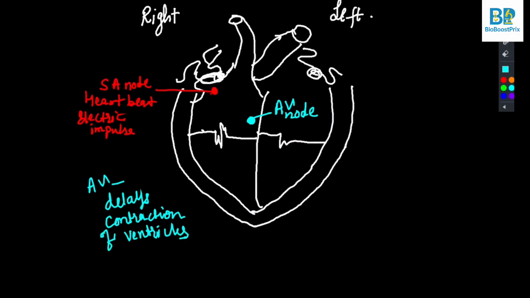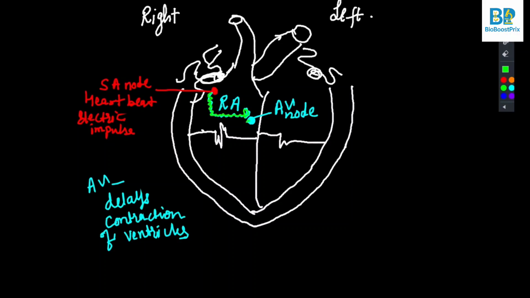That's the purpose. So when the heart gets completely filled with blood, how does this chamber know? How does the right atrium know that it has filled with blood? So that signal is sent by the SA node. The SA node sends the signal to the AV node once the chamber gets completely filled with blood.